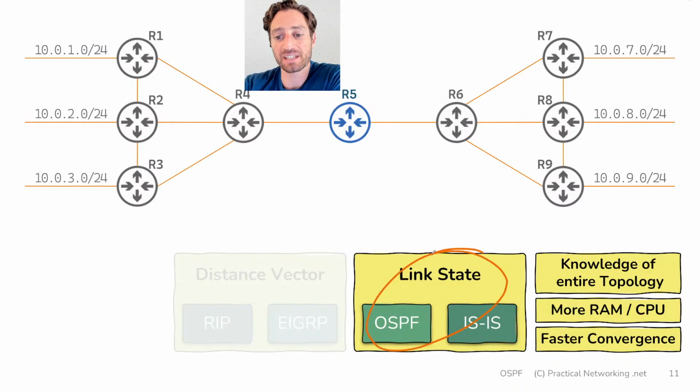Cool, so that's a link state protocol. Again, it requires more CPU and more RAM, but the benefit is you typically get faster convergence.